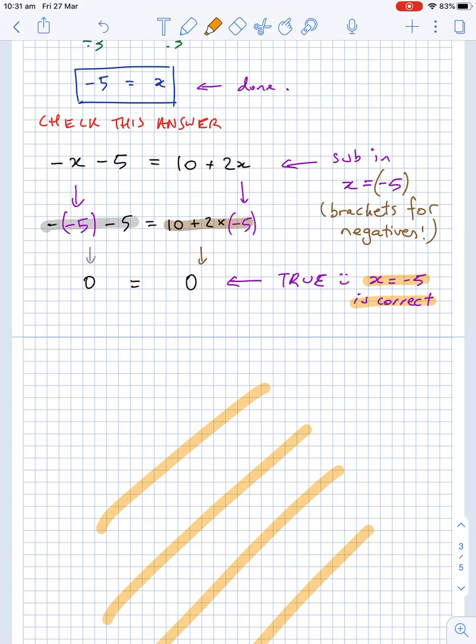And over here, we've got 10 plus 2 times negative 5. Well, 2 times negative 5, well, that's negative 10. And we're adding on this 10. So negative 10 and 10, that makes 0 as well. If you're having trouble with that, feel free to put this stuff in your calculator, just like you see. Now we've got 0 is equal to 0. That is definitely true. They're the same number. They're equal to each other. So therefore, our answer of negative 5, which we got up here, is correct.